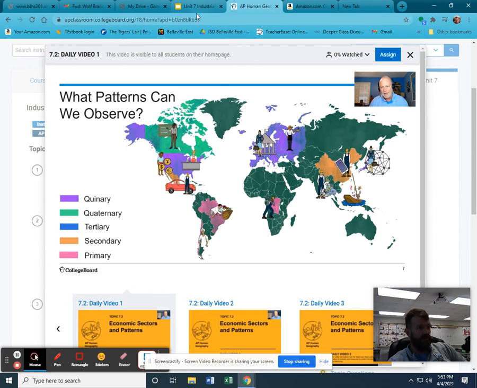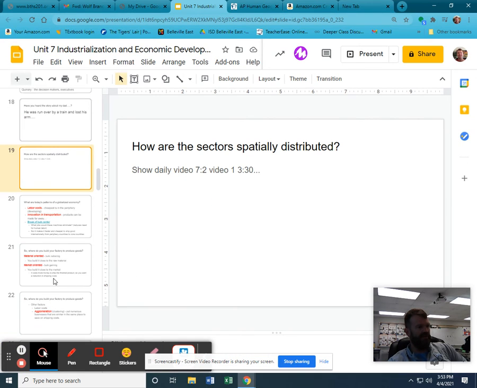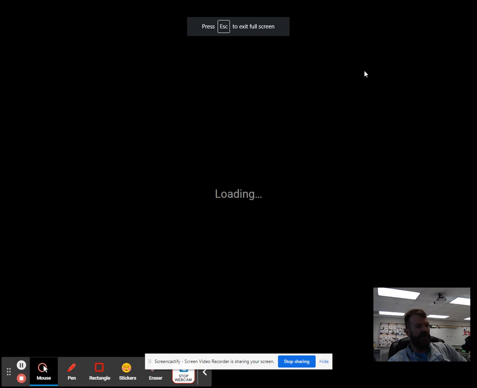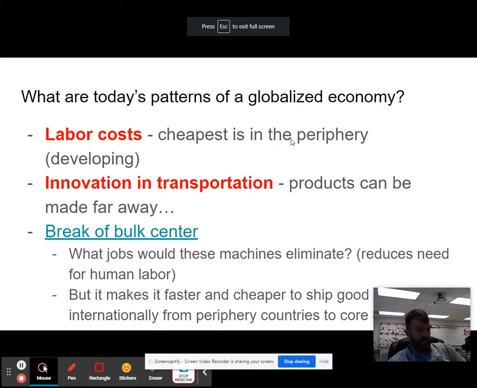Okay, all right. So if I go back here, this takes me back to here, and I know I can go and do this. So the next step in this, right? So patterns in the globalized economy. So labor costs are typically in the cheaper places, like the periphery countries, like in Bangladesh, like he mentioned in the video. Okay, but innovation in transportation has changed all that. It didn't used to be like that. Like even when I was your age, it wasn't that way.